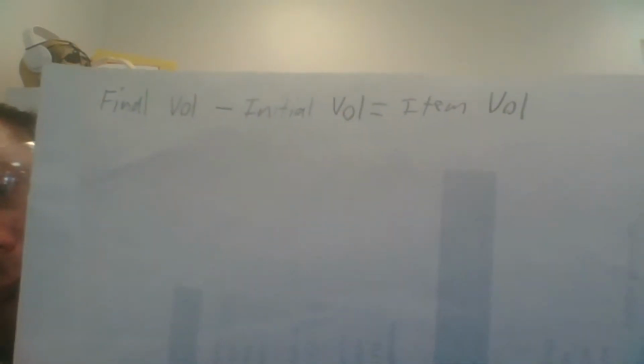So I am going to take the values that I recorded. Our final volume was 110 milliliters. Our initial volume was 100 milliliters. So 110 minus 100, 10 milliliters is our item volume, but also milliliters is equal to cubic centimeters. So we could put it as 10 cubic centimeters.